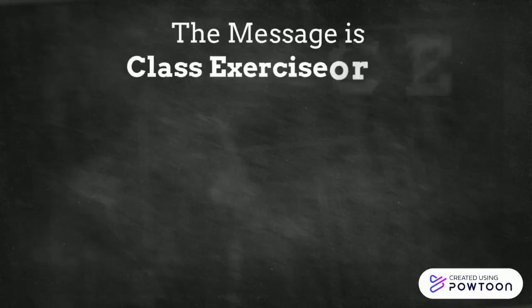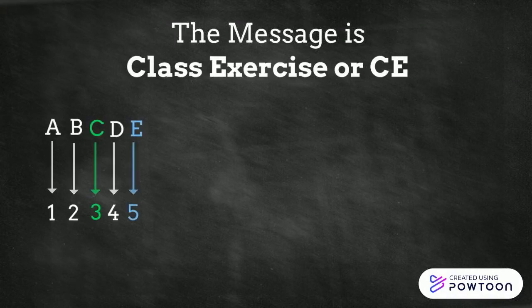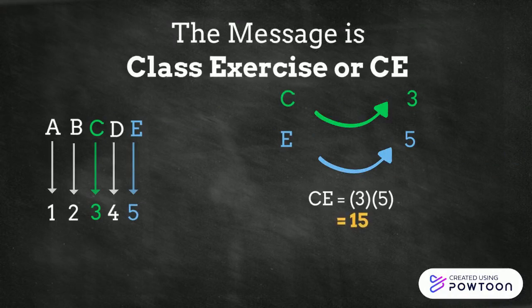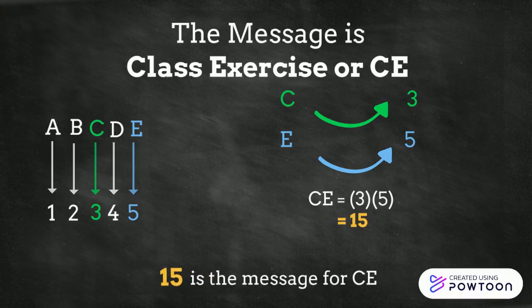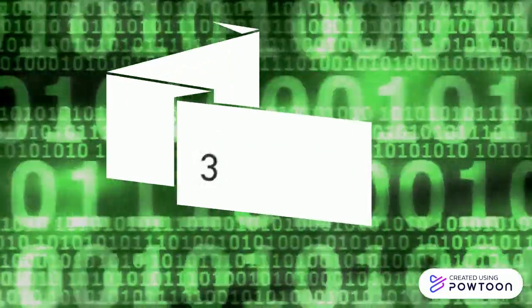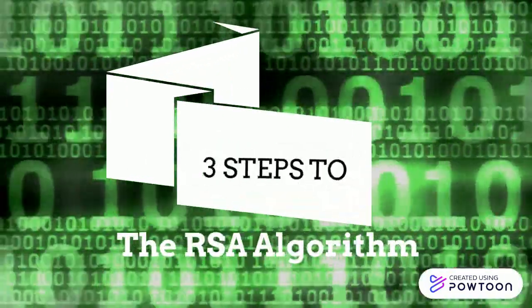The message we want to encrypt is class exercise, or CE. In coding, A, B, C, D, E corresponds to 1, 2, 3, 4, 5. C corresponds to 3 and E corresponds to 5. Multiply to get 15, and this is the message. In the RSA algorithm, there are 3 steps to the process.